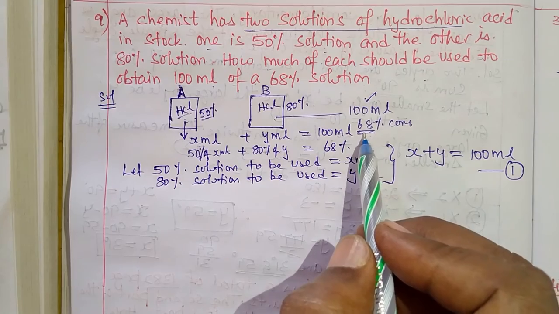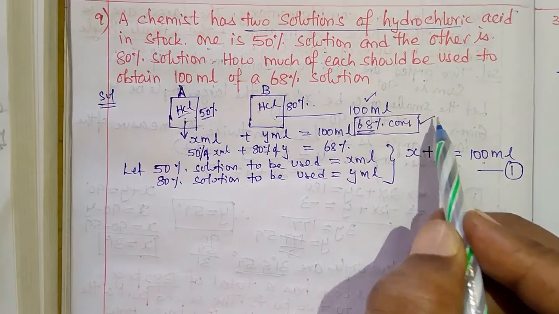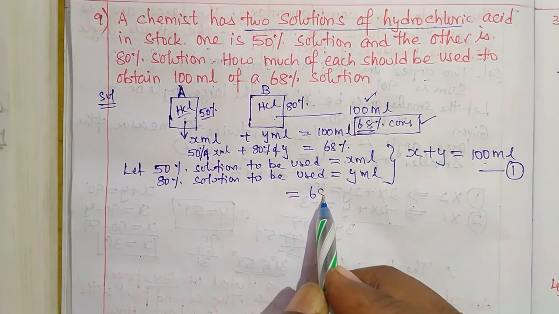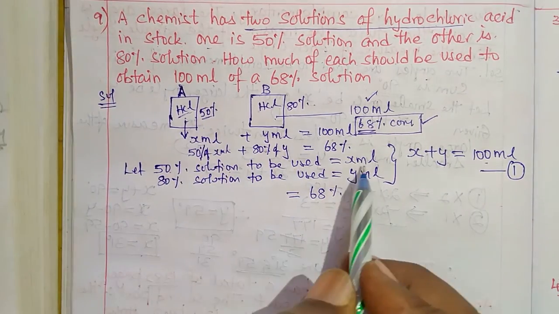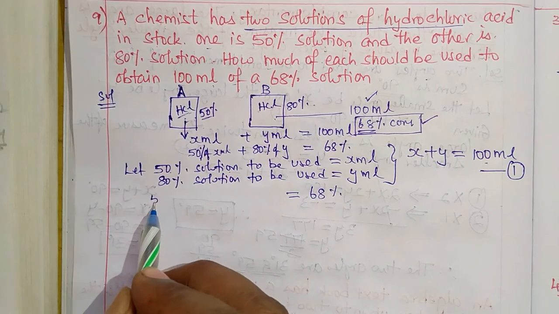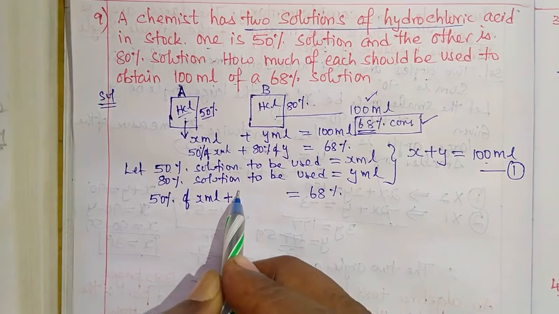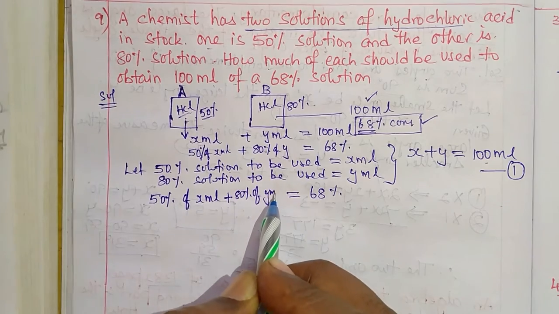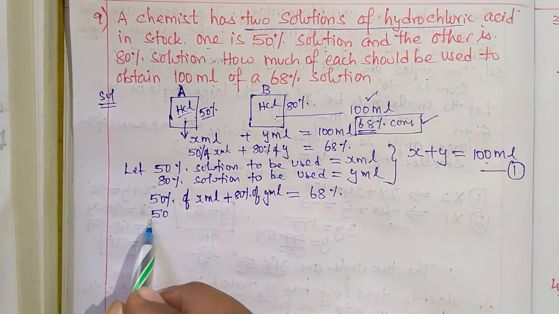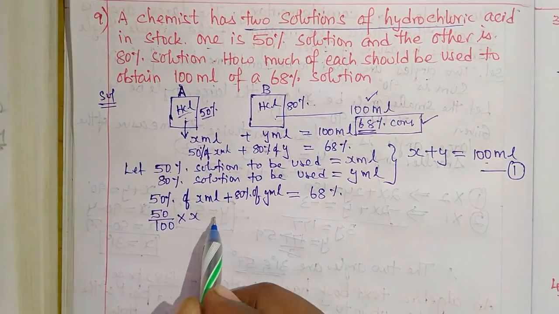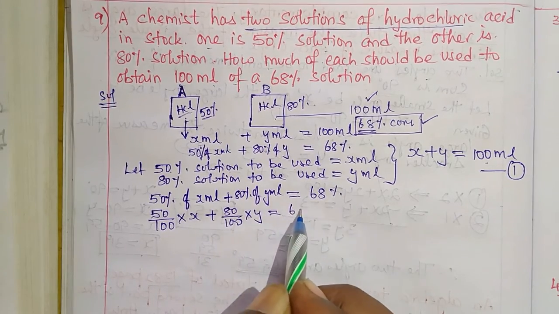Now second, what is that I have to prepare? I have to prepare this 100 ml solution with a concentration of 68%. So the concentration must be 68%. I assumed that 50% solution must be X. So therefore 50% of X ml plus 80% of Y ml will give me 68%. So 50% of X means 50 by 100 into X plus 80% of Y means 80 by 100 into Y is equals to 68.